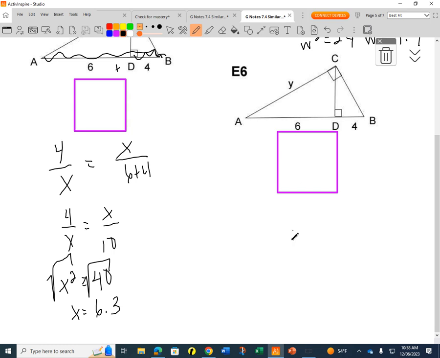All right, what's my proportion? So you guys try this one. Try example 6. Where do you put that y? Where do you put the 6? Or do you put the 6? Do you put the 4? Do you put the 6 plus 4? What do you put?